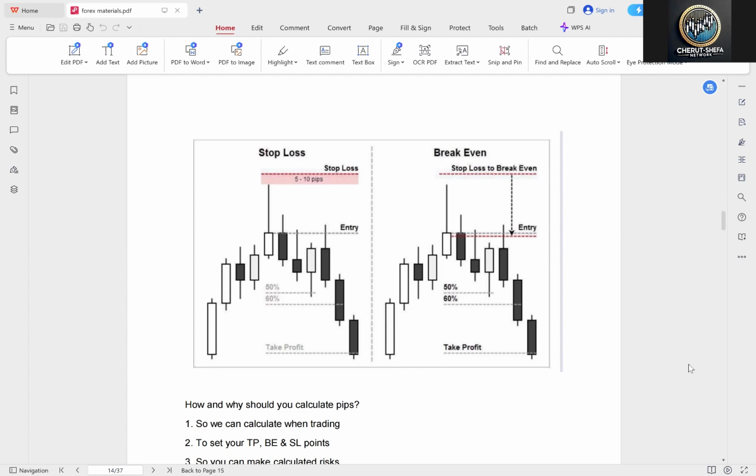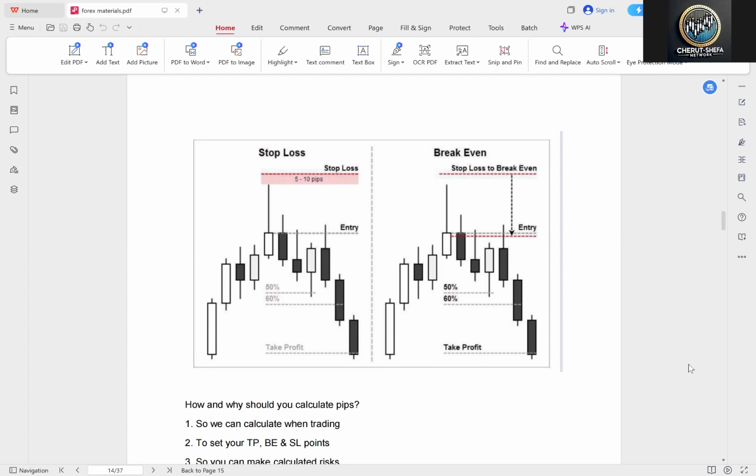So now, how do you use break even and how does break even take effect? When you place a trade and the trade starts working fine, as predicted, you will start seeing profits. Now, when you open a trade, take note of this. When you open a trade, the trade starts from minus because of the spread, the difference between the asking price and the bid price.